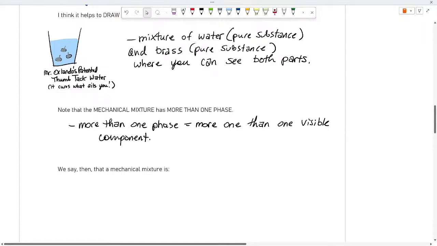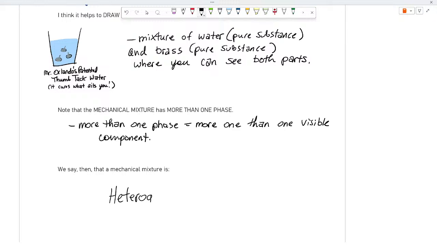And another term for this is, we say it is a heterogeneous mixture. So when you look at this, what can you see? You can see water, a clearly colorless liquid, that's one phase, and you can see little pieces of brass, that's solid. That's a second visible phase. In other words, you can see the two parts.